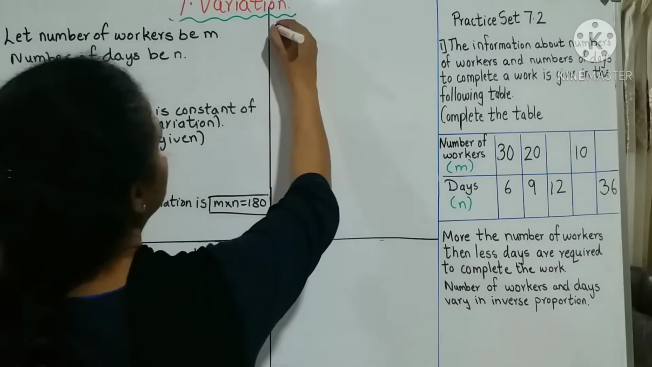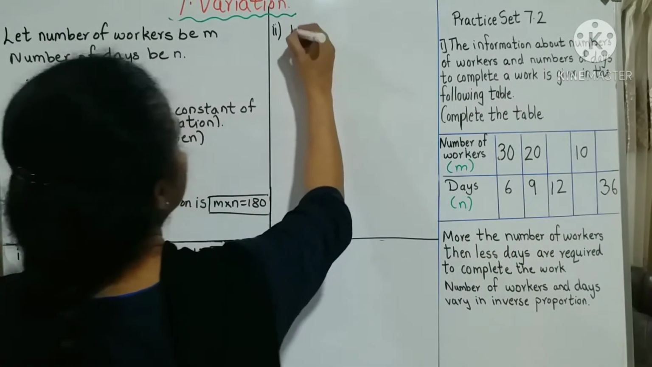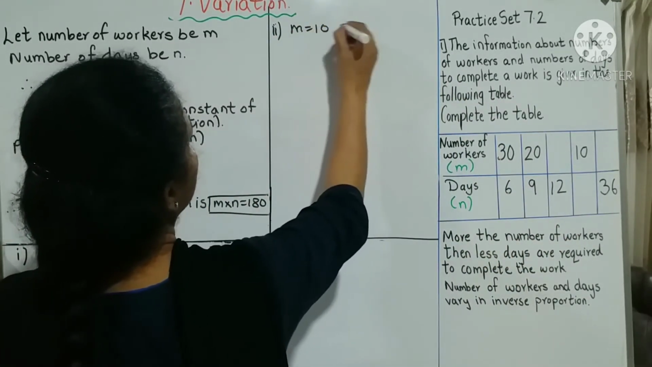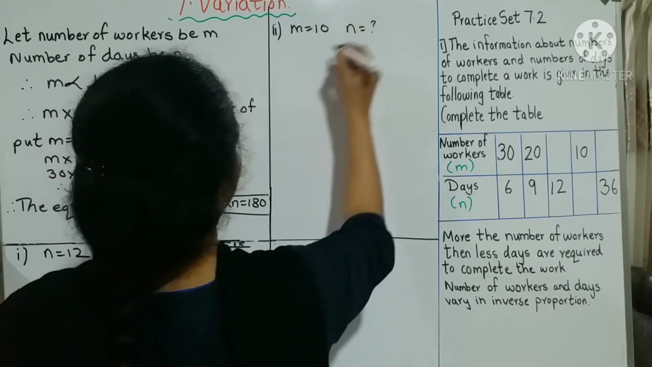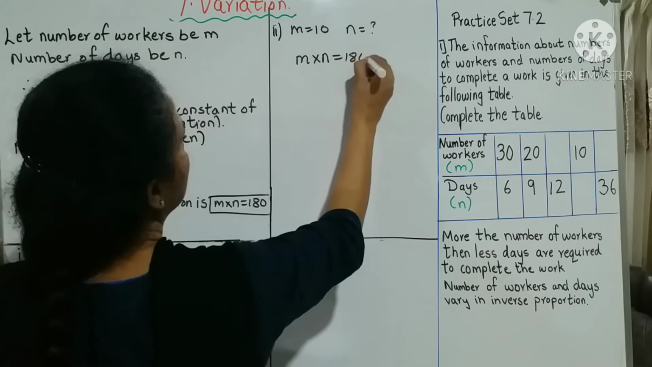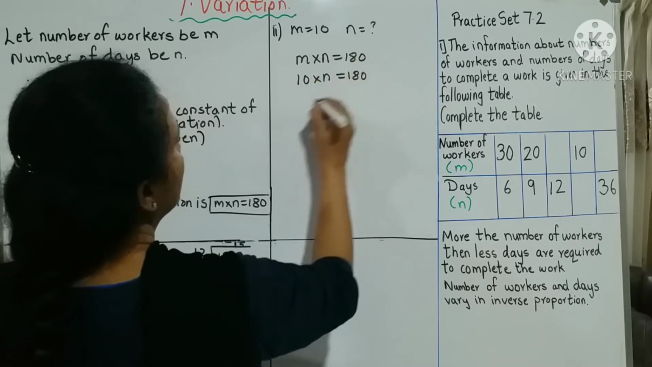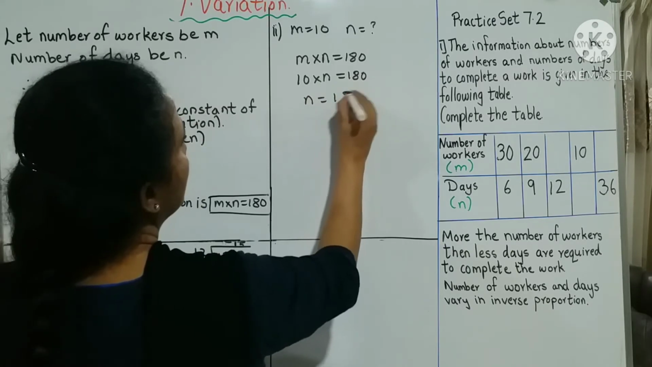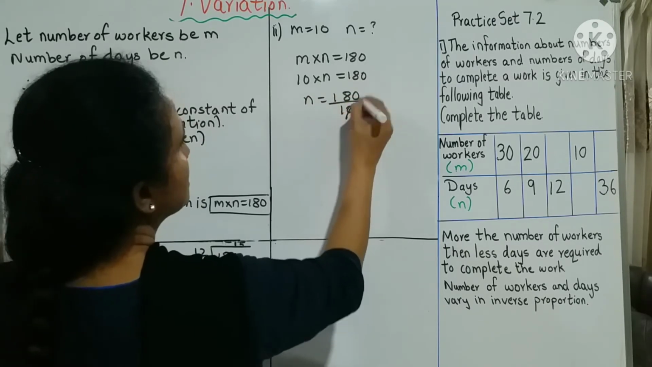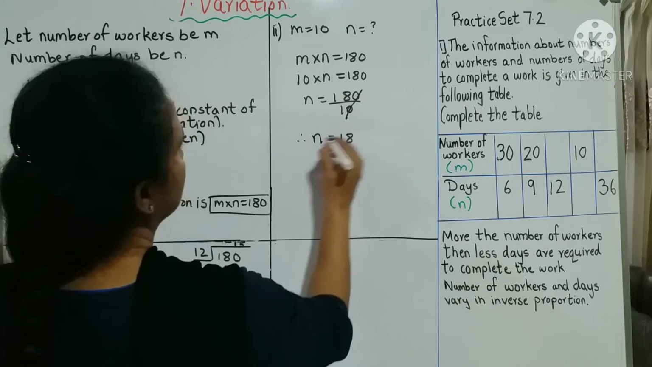Now, second, m is equal to 10. n we are going to find out. m into n is equal to 180. 10 into n is equal to 180. n is equal to 180 upon 10. 0, 0 get cancelled. Therefore, n is equal to 18.